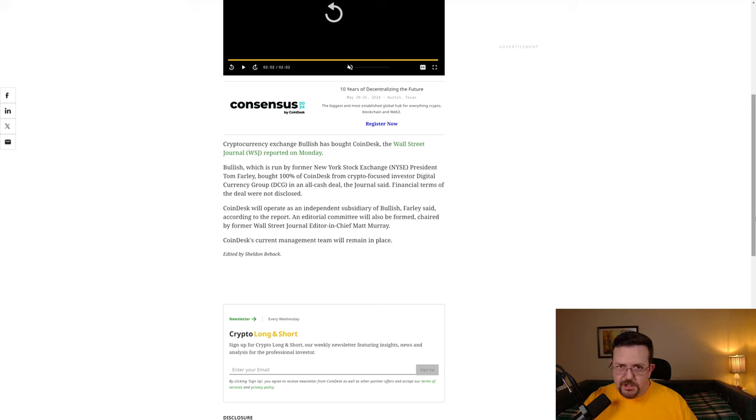and Tom Farley is the CEO of Bullish. So, splitting hairs, but as far as I can tell, Tom Farley himself doesn't own Bullish, or more to the point, I haven't been able to find who actually owns Bullish, but I don't see anything saying that Tom Farley owns Bullish. And I don't see anything saying that Tom Farley owns Coindesk. It is that Bullish bought Coindesk and Tom Farley is the CEO of Bullish.